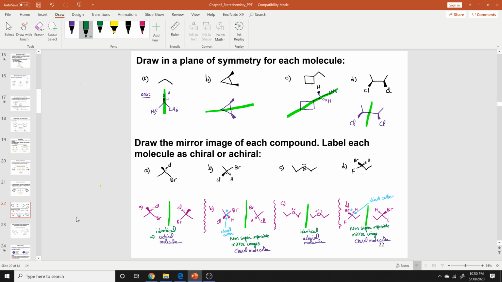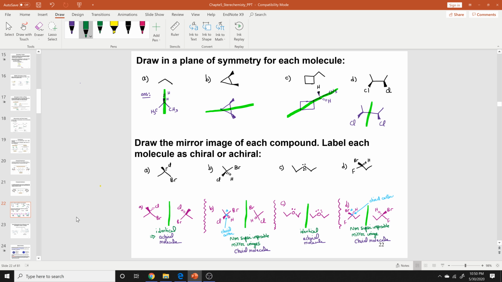For the cis-1,2-dimethylcyclopropane, again I can draw a plane of symmetry basically through this carbon here. It cuts the molecule in half. I can do the same thing over here. If I have an ethylcyclobutane, then I can draw a plane of symmetry through the ethyl group. So it's going to be through the ethyl group over here.